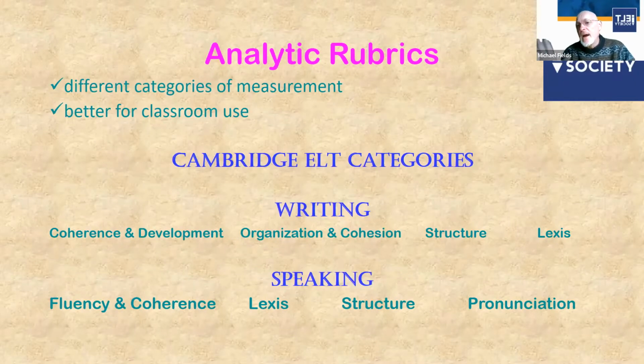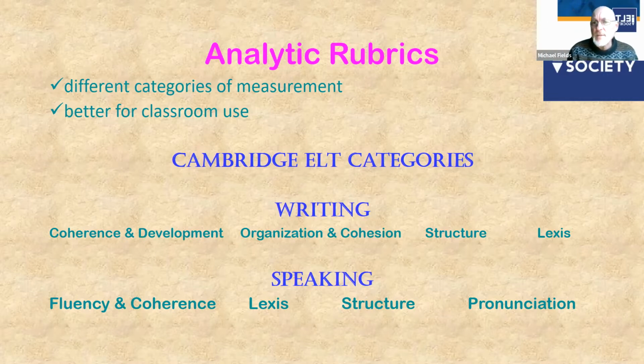And I hope everyone knows the difference between analytic and holistic rubrics. Analytic rubrics have more than one category to rate on. Holistic rubrics we rate on a single category. I want to spend most of the time today talking about analytic rubrics and maybe at the end come back to holistic rubrics. Analytic rubrics are better for classroom use. And as I just said, of course, they have different categories for measurement. They're better for classroom use, especially if we're rating speaking or writing formatively. So if we're giving feedback to students and trying to allow them to develop their skills.